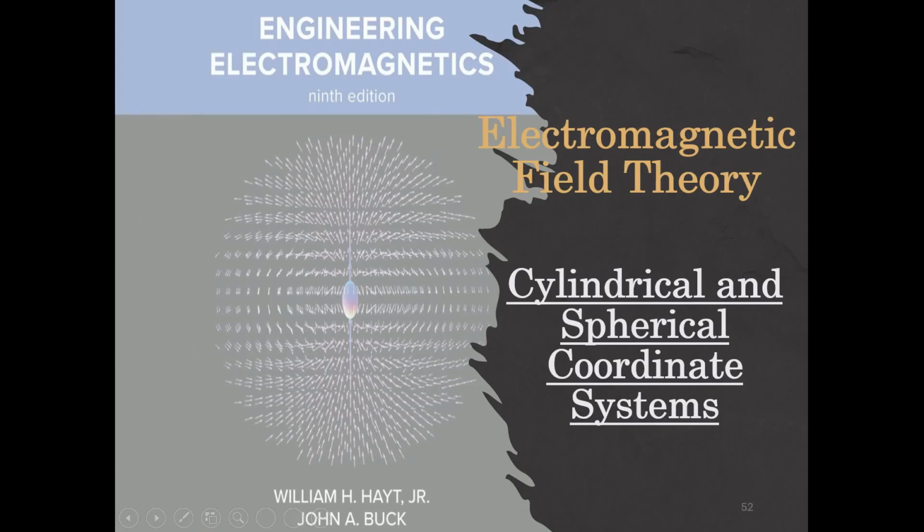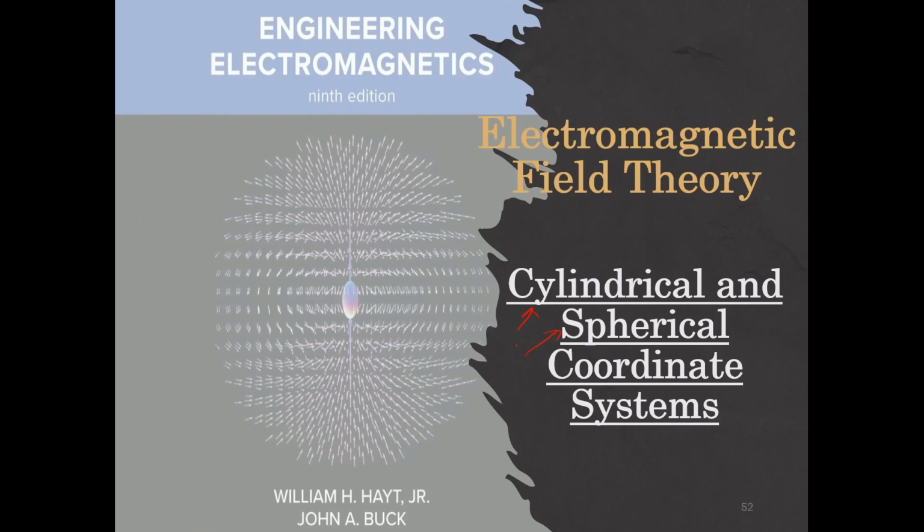Welcome learners. Let us continue our discussion in the first chapter from the main textbook by William Hayt and John Buck. In this lecture, we are going to talk about the coordinate systems, the remaining two coordinate systems to be precise, and that is the cylindrical and spherical coordinate systems that are widely used in locating a free point in free space. This is the last topic from the first chapter, and we'll try our best to understand this as much as possible.